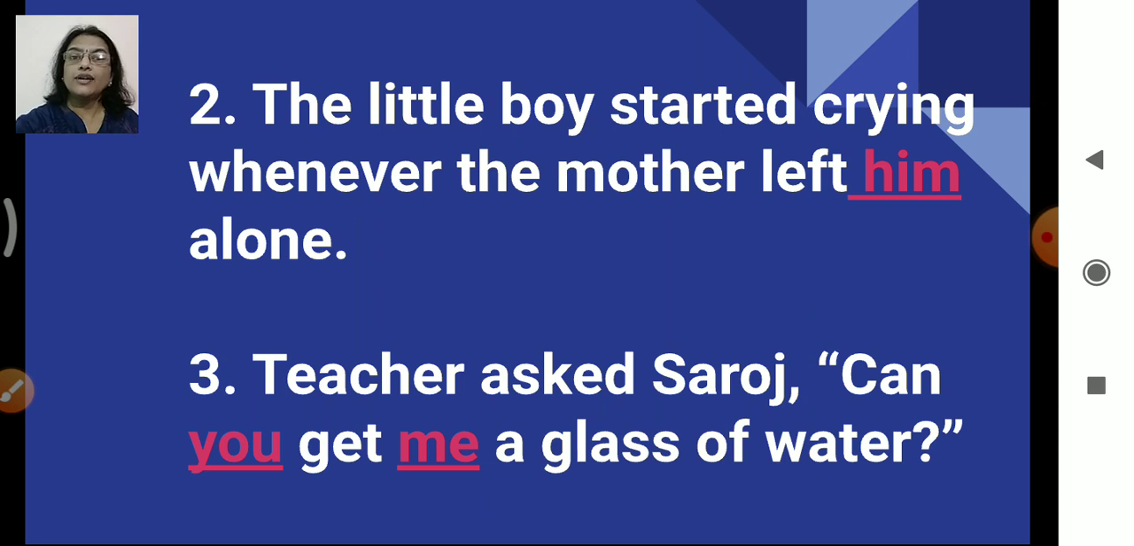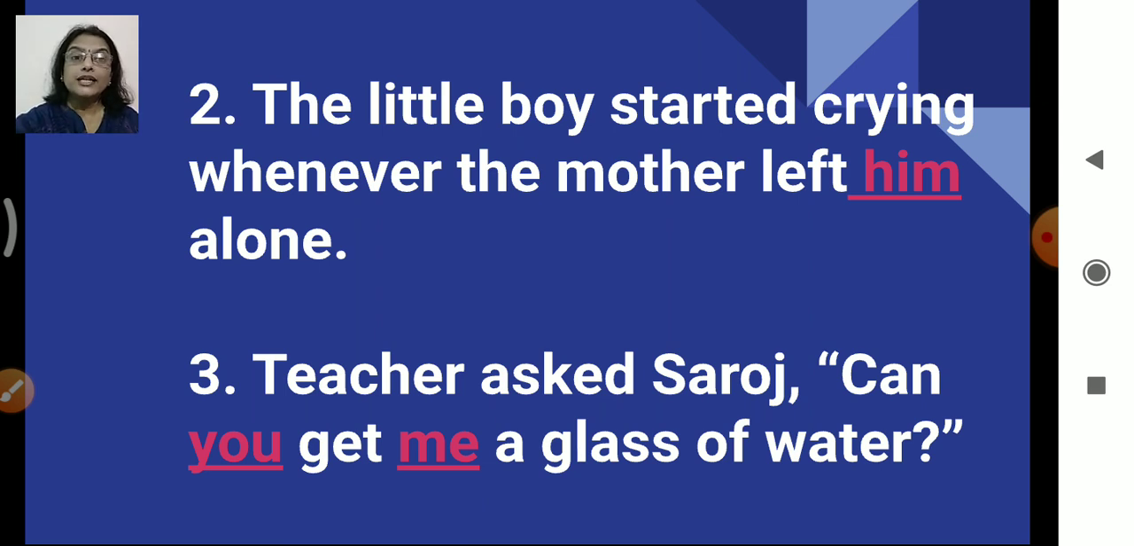Okay. Again we are talking about whom? You have to find out. We are talking about the third person, about the little boy. Right. So here we have used him. Him is the pronoun used for the male gender, boy. So him alone. Again him is third person.